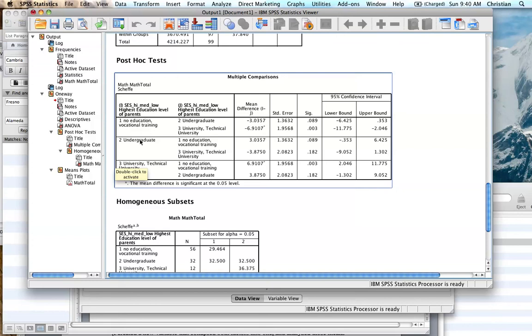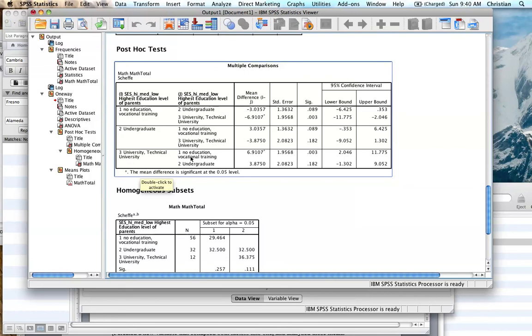What is new here is the undergraduate compared with the higher education. And now we see there's a difference. If we take their score minus the university score, we get a negative value, minus 3.8. So we know that the undergrad score is lower than the university score. If we test that for statistical significance, we find out that it's not statistically significant because this significance level is higher than 0.05.